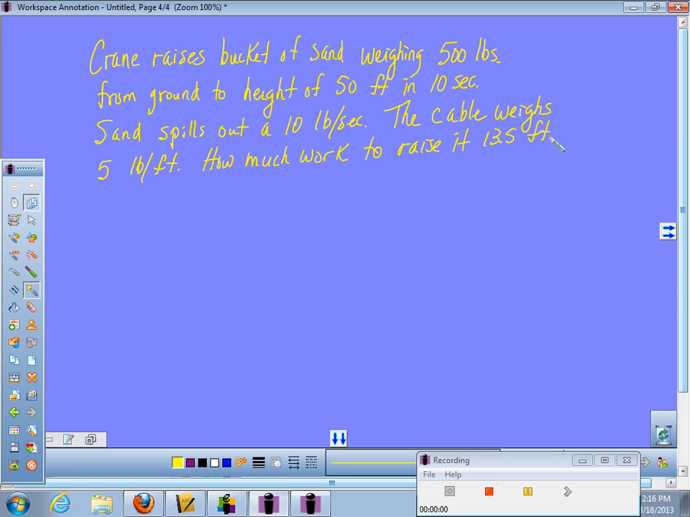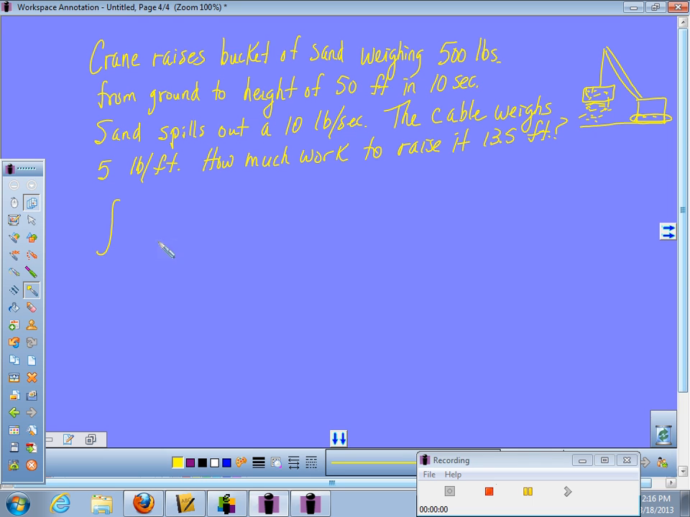So why has this one got a little more pizzazz to it? I really don't need a whole much of a picture here, but you got your basic frame, you got your cable, you got your bucket of sand, and you got all the sand parts. So, the two parts you have to worry about on this problem. What are the two parts?